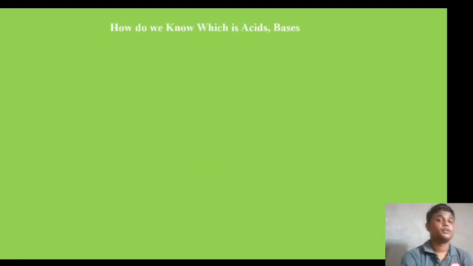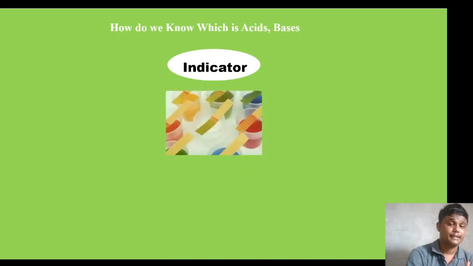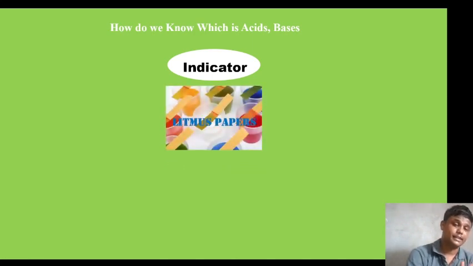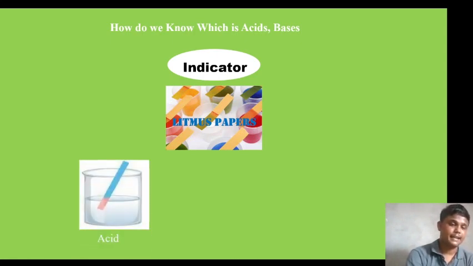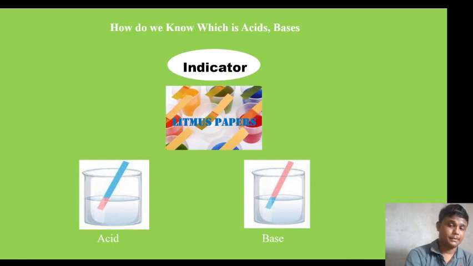How do we know which is acid and which is base? We know by an indicator. The indicator we use is litmus paper. Litmus paper indicates the acids and bases. If we take blue litmus paper and dip it in an acid, the blue litmus paper turns red. Whereas in a base, red litmus paper turns blue.